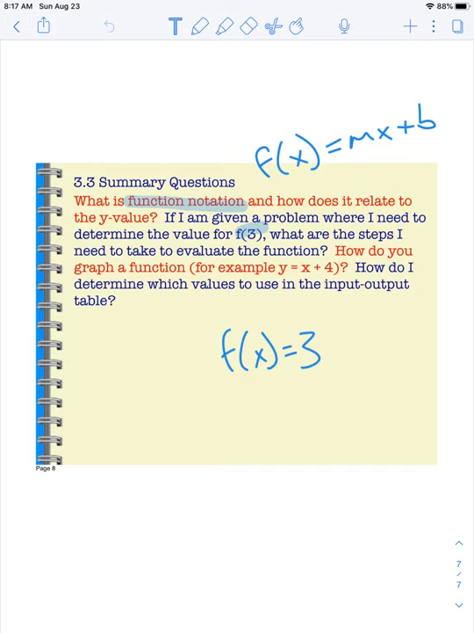How do you graph a function? Well, we're going to graph it the same way we would as if we were still using y. So make an input-output table, plot the points, connect the dots. How do I determine which values to use? We're going to start with always using -2, -1, 0, 1, 2.